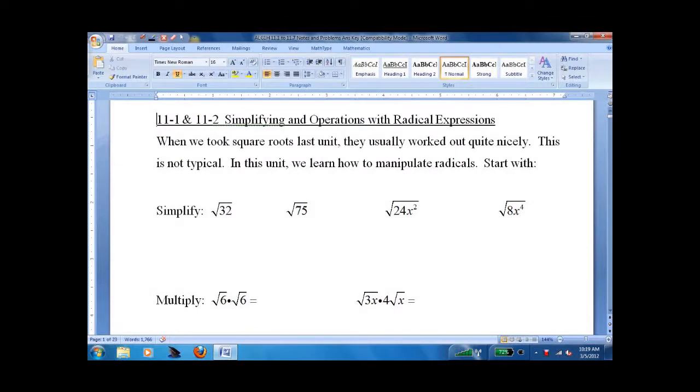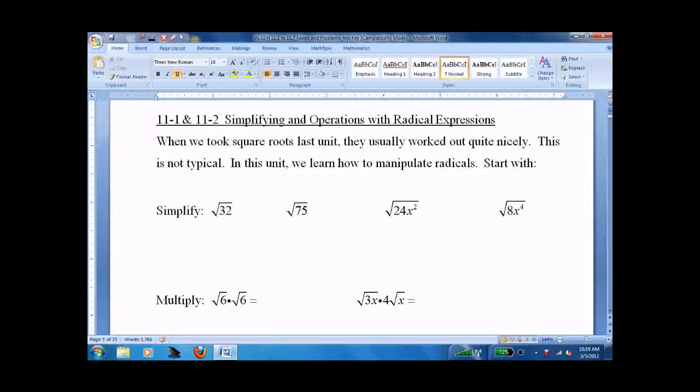Lesson 11.1 and 11.2, simplifying and operations with radical expressions. Last unit, we took square roots. They usually worked out nice, not always. If they didn't work out, we just put them in as decimal form. Well, us math geeks don't like that.